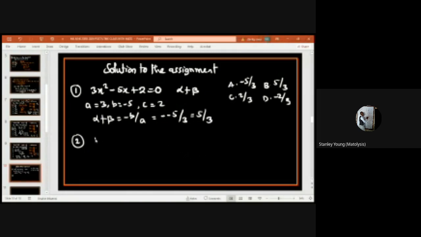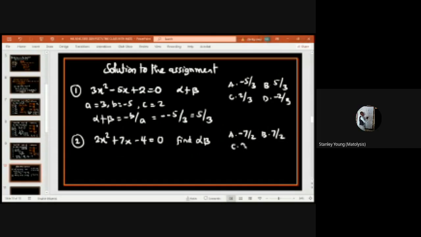Here we were supplied 2x squared plus 7x minus 4 equals 0, and the question is asking you to find alpha beta. Share your answer with me. What did you get for alpha beta? Minus 2. Okay, you got minus 2.